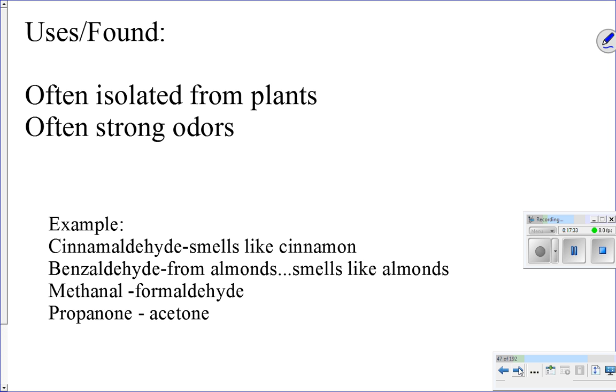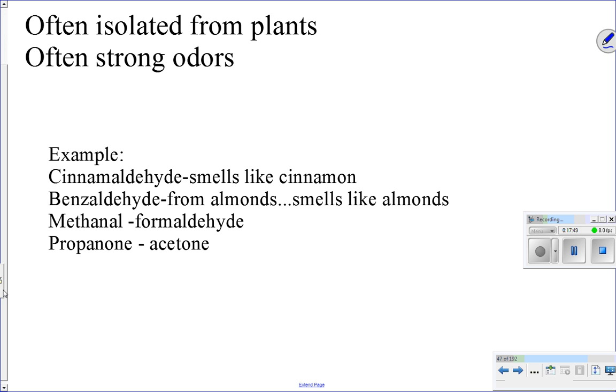Some examples of a couple aldehydes: cinnamaldehyde smells like cinnamon, and benzaldehyde, which is extracted from almonds, smells like almonds. Methanal is also known as formaldehyde, which is used to preserve dead bodies. And propanone, which is a ketone that I drew a couple minutes ago, is also known to you as acetone. So if you've handled acetone as nail polish remover or for something else, you have handled a ketone.